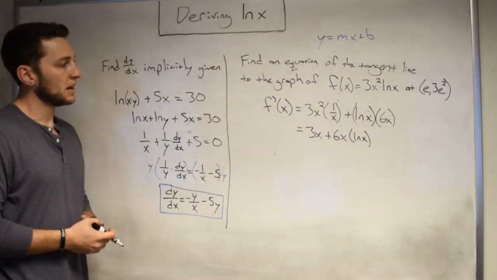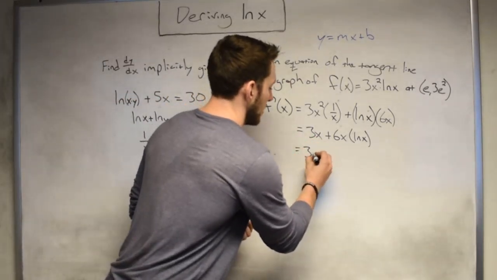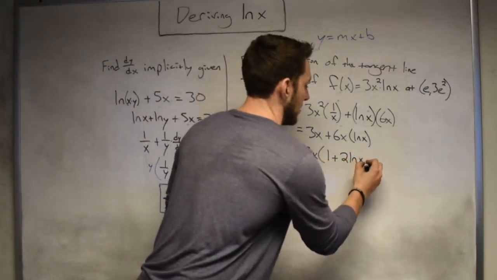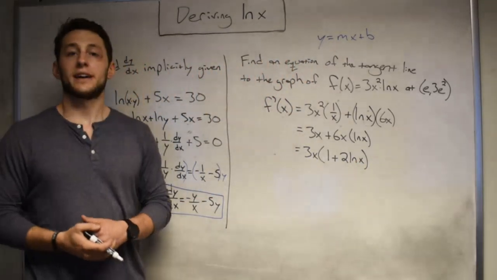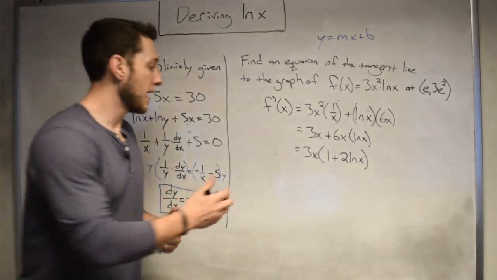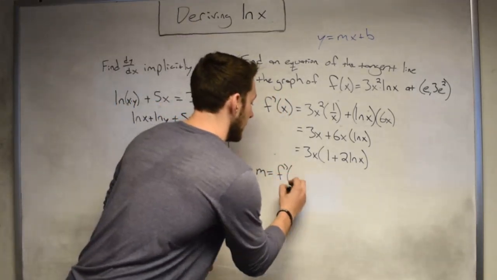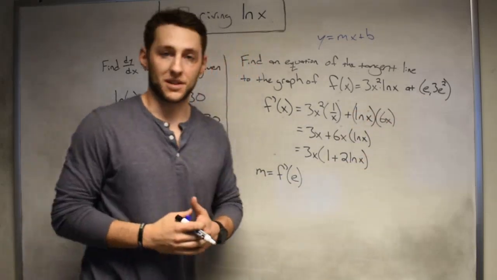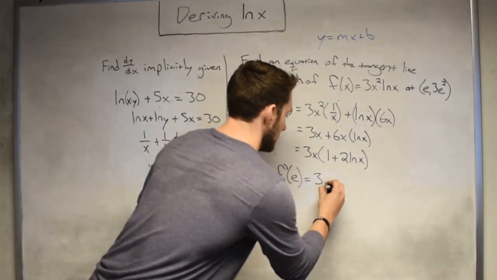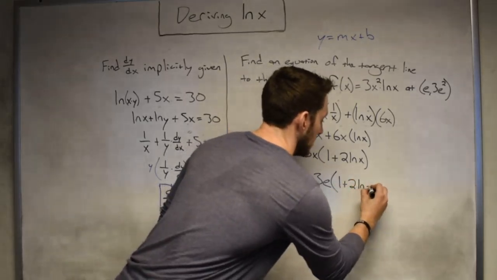You could also factor out a 3x from each thing, leaving you with 3x times 1 plus 2 natural log of x. And I guess that's as simplified as we could get. Now, since I'm finding the equation of the tangent line, I go ahead and plug in the point I care about. Evaluate your derivative at your x that you care about, in this case, which is e. That will give me, by just plugging in directly, 3 times e, all times 1 plus 2 natural log of e.